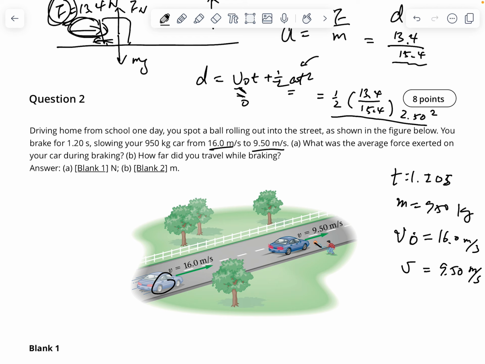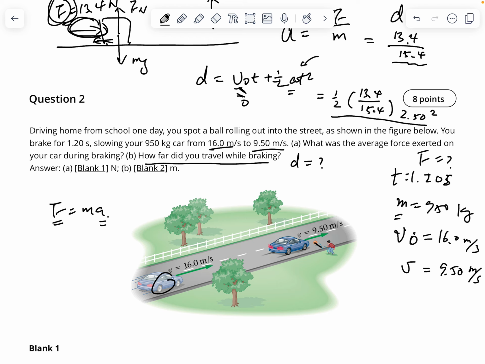Okay. All right. So A, what was the average force exerted on your car during braking? B, how far? Okay, so they ask you about the force, and the second one is displacement, right? All right, so how to do this? From Newton's law, we know force equal to ma. This only talks about the horizontal direction, okay? So in order to figure out the average force, you have to know what the acceleration is. Okay, you have mass here. How to figure out acceleration?